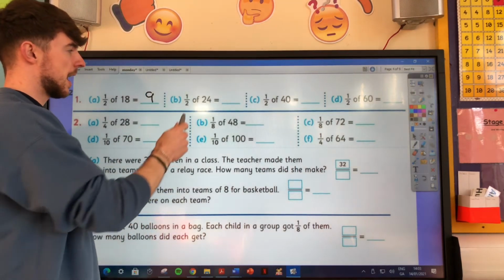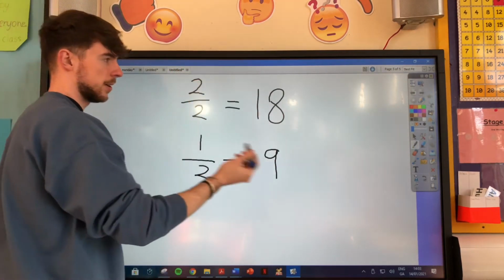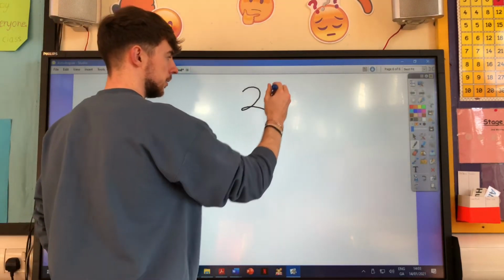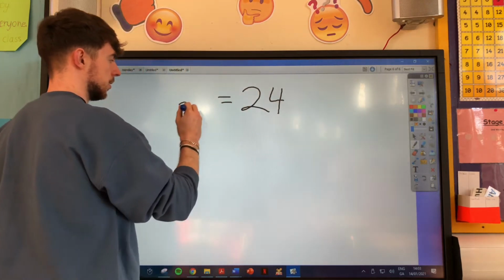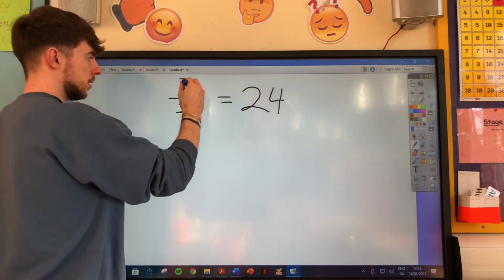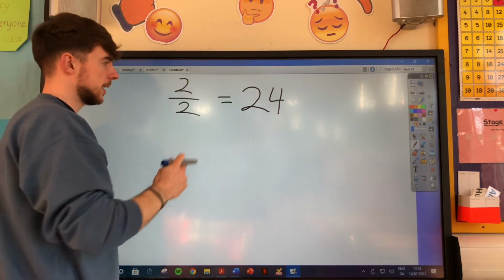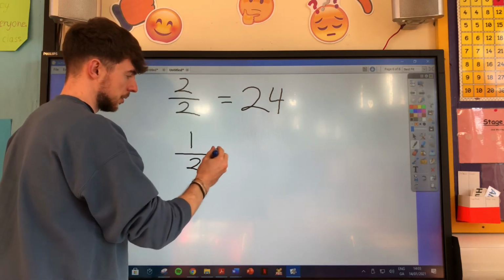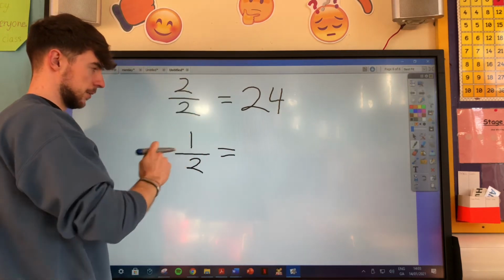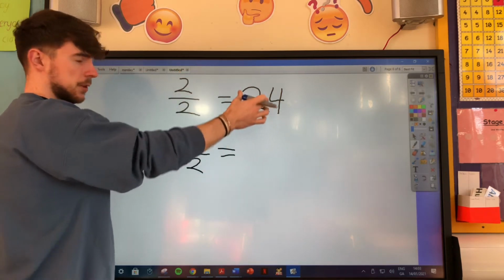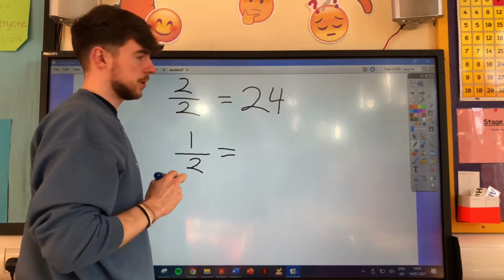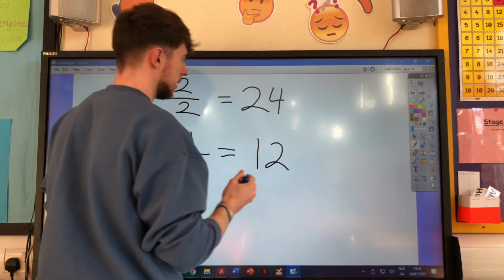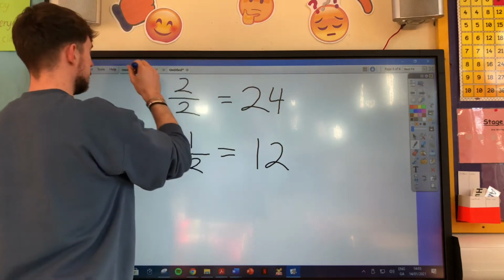Okay, now half of 24, exact same thing. What is 24 out of 2? So 24 is what over 2? 24 is 2 over 2. So how do we get to 1 over 2? We do the same thing again. We divide by 2. If we divide this side by 2, what do we have to do to this side? Divide this side by 2 as well. So what's 24 divided by 2? 12, right? So half of 24 is 12.